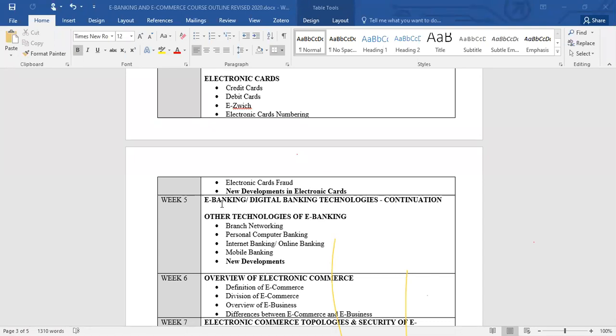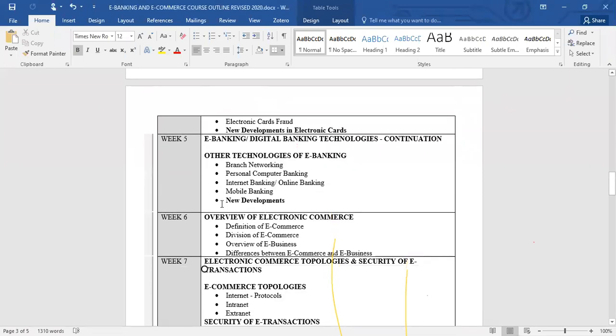Then we will look at mobile banking. Mobile banking too is one of the number one electronic banking devices, which has really brought banking very far. We will look at how it works. Then we will end the electronic banking technologies with new developments in the other devices that we'll consider in week 5.